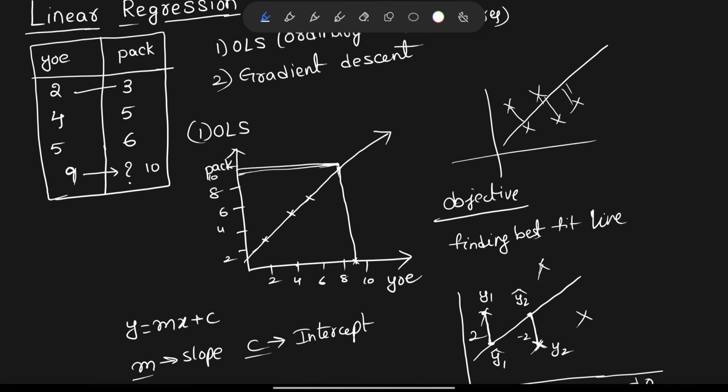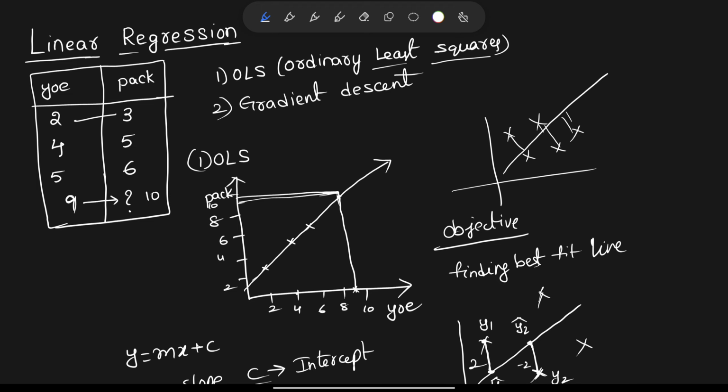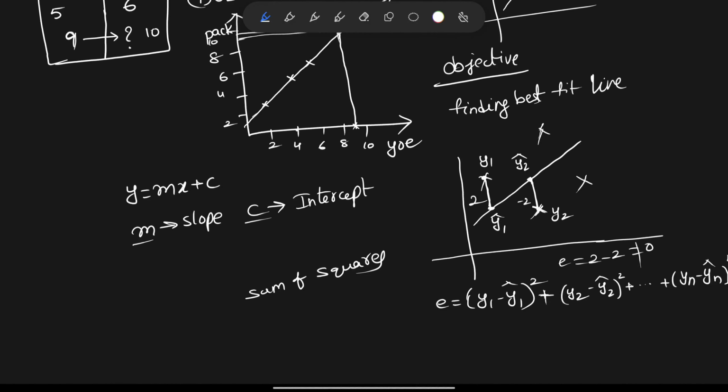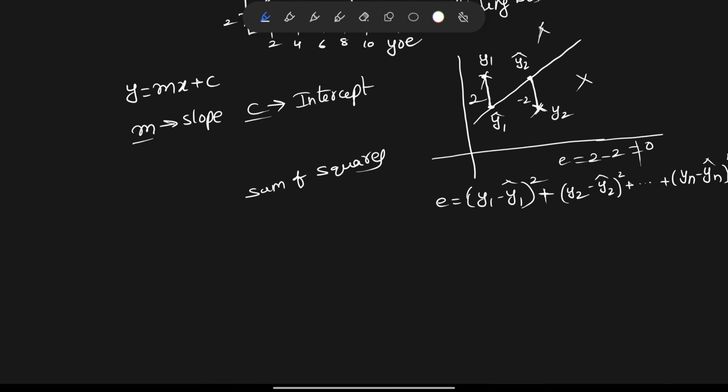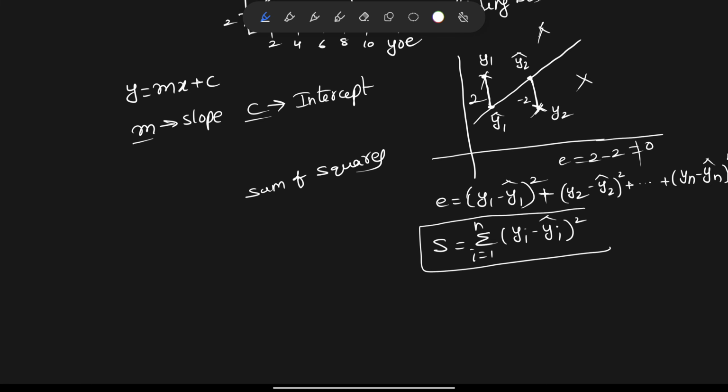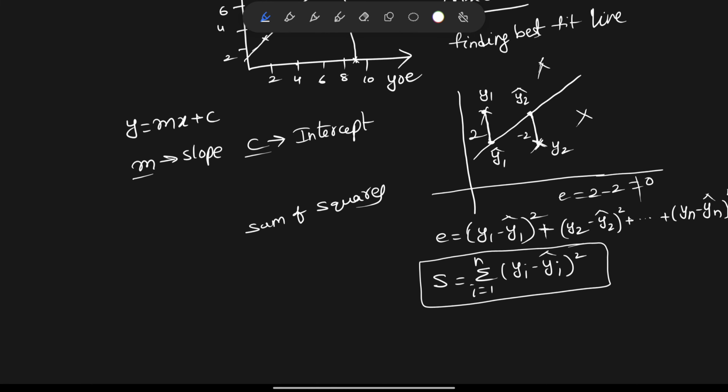This is the first approach, ordinary least squares. So what is our aim? We need to find the least of the squares, means we need to find the least of this error. We call it S, and all this can be written as summation i equal to 1 to n, yi minus yi cap whole square. So we need this sum of squares to be a minimum.